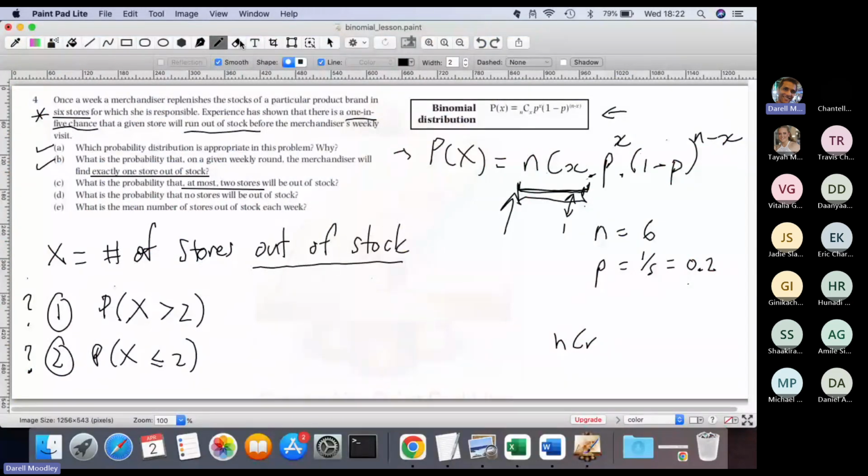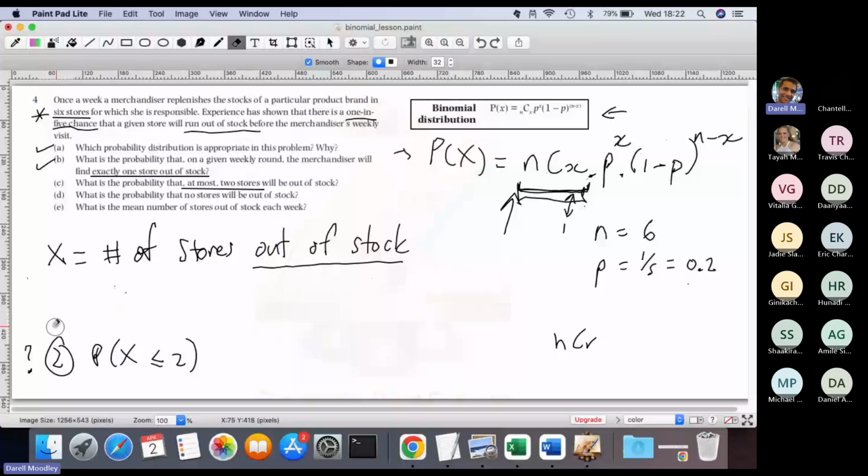And it's very important that you understand that. They're saying at most 2. So when you say at most, that means you can go up to 2. You would include 2. If you're not 100% certain of that, what you can do is write out all the X values that you think they're asking for. So at most, you can have 2. You can't have 3. You can have 1. You can have 0 as well. Remember, you can have no stores being out of stock. So 0 is a valid value for X.